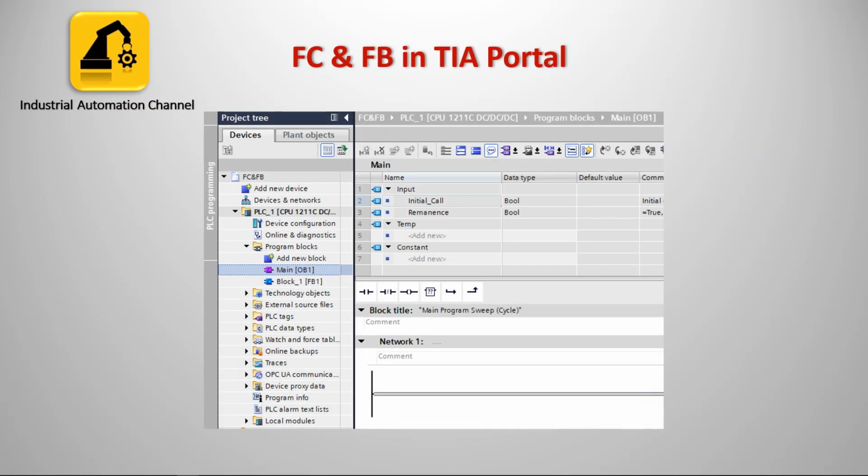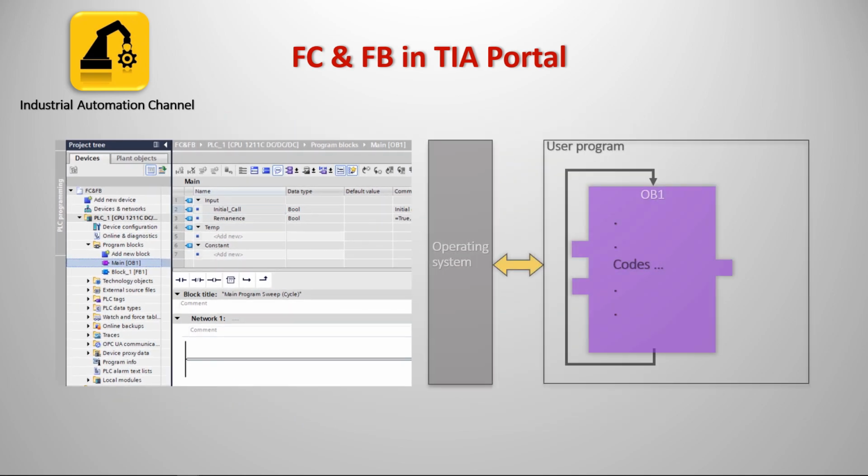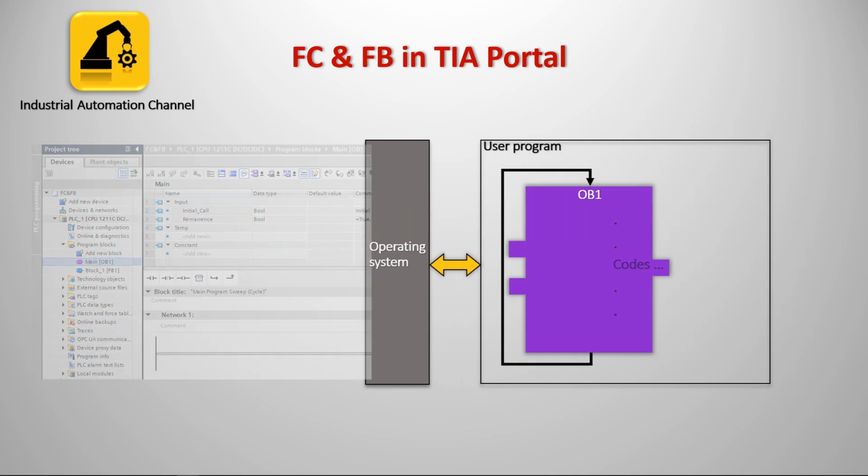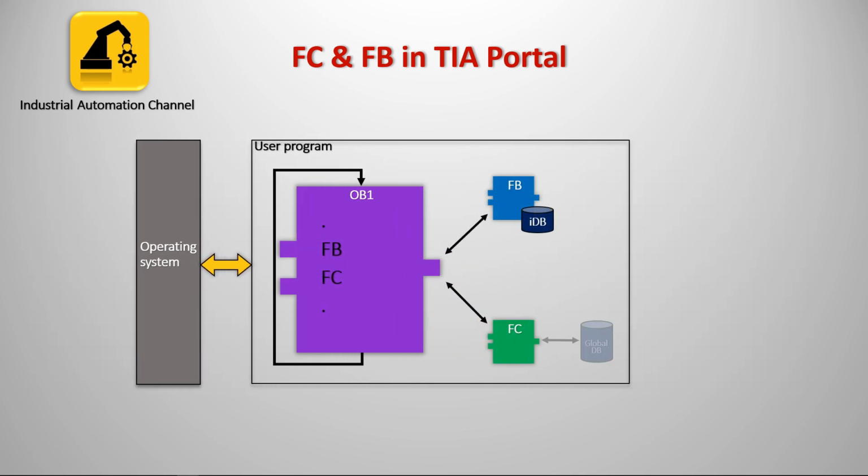In TIA Portal, under Program Blocks, we always have a main block, OB1. OB1 is a code block that is processed cyclically in the program to execute the code we write there. But sometimes our code gets so large, and if we write all of the code lines and networks just inside OB1, that makes it really hard to change or troubleshoot it. So function and function blocks both are used to optimize our code.